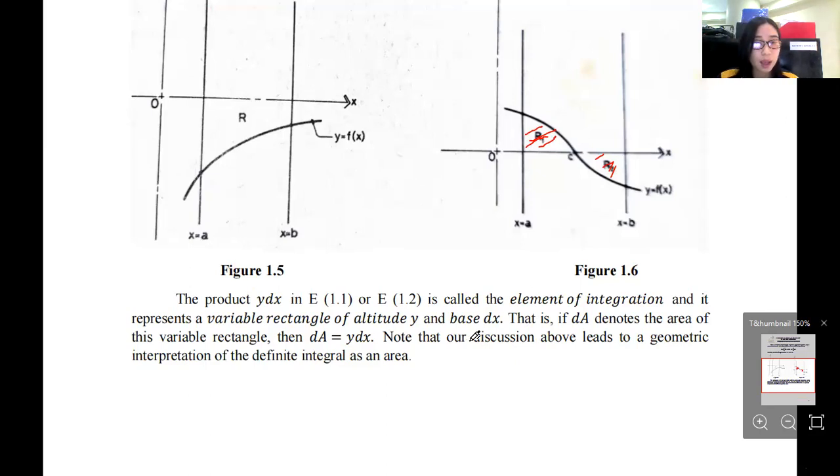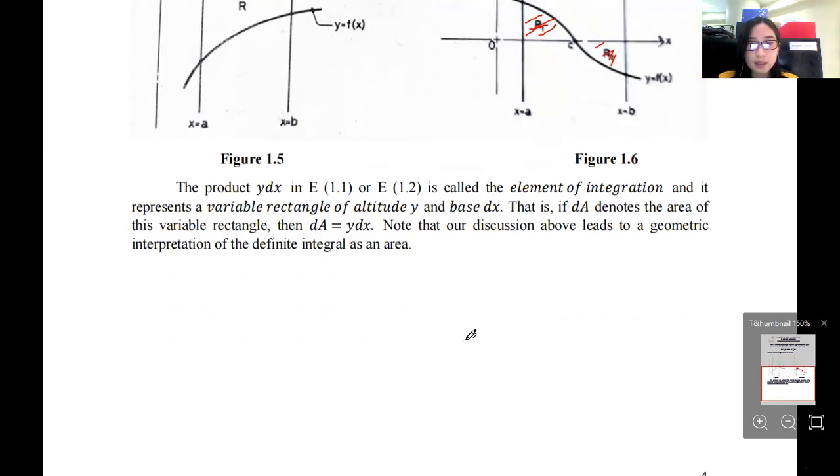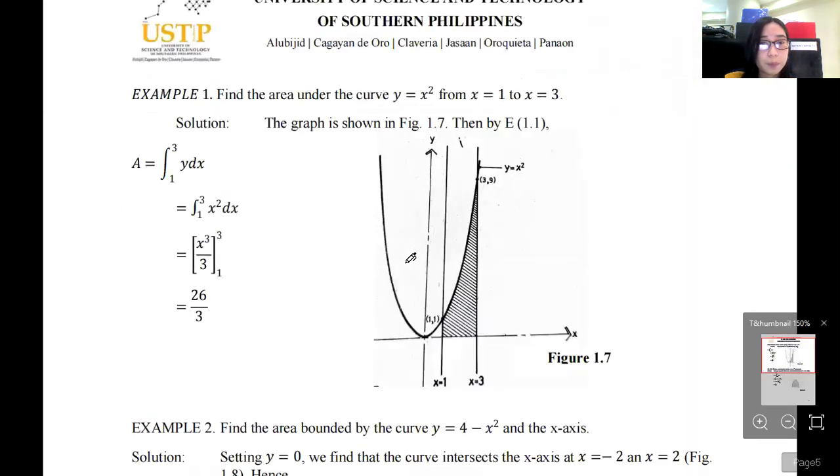So, ang ato ang f of x sub i, and our base, which is delta x or dx. That is, if dA, or the derivative of A, denotes the area, delta A denotes the area of this variable rectangle, then delta A is equal to y dx. Okay, so note that our discussion above leads to a geometric interpretation of the definite integral as an area.